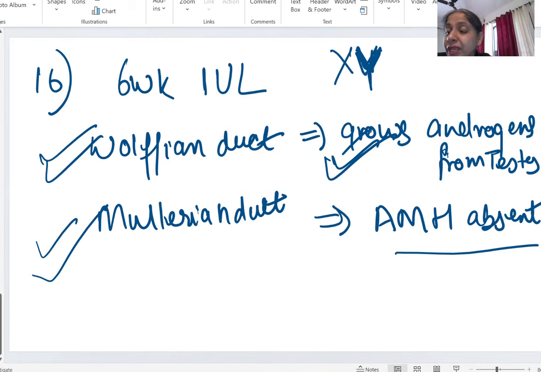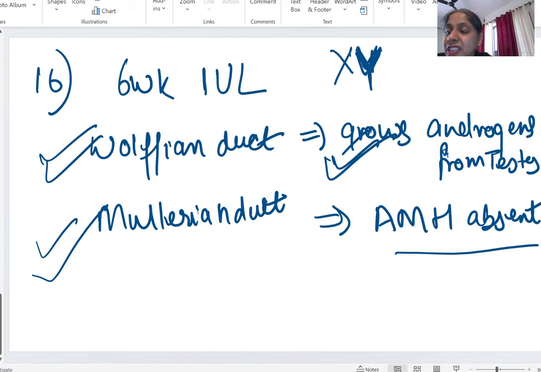Mixed gonadal dysgenesis. If both gonads are not working, then the Wolffian duct will be present and the Mullerian duct will be present. Though they both will not grow, they both will be present.